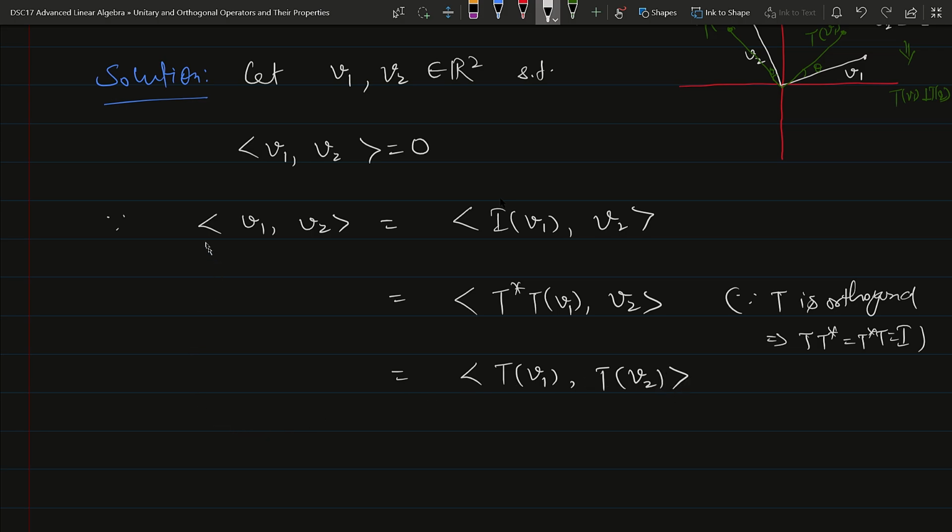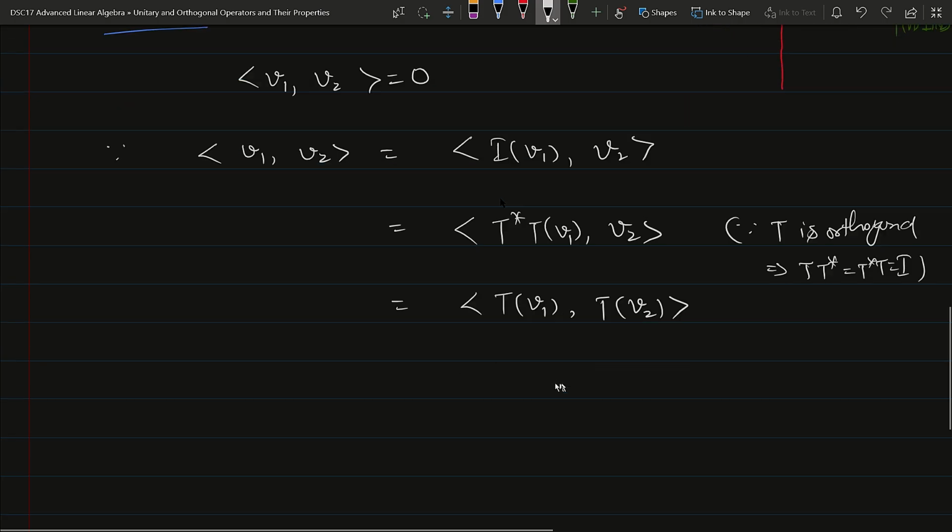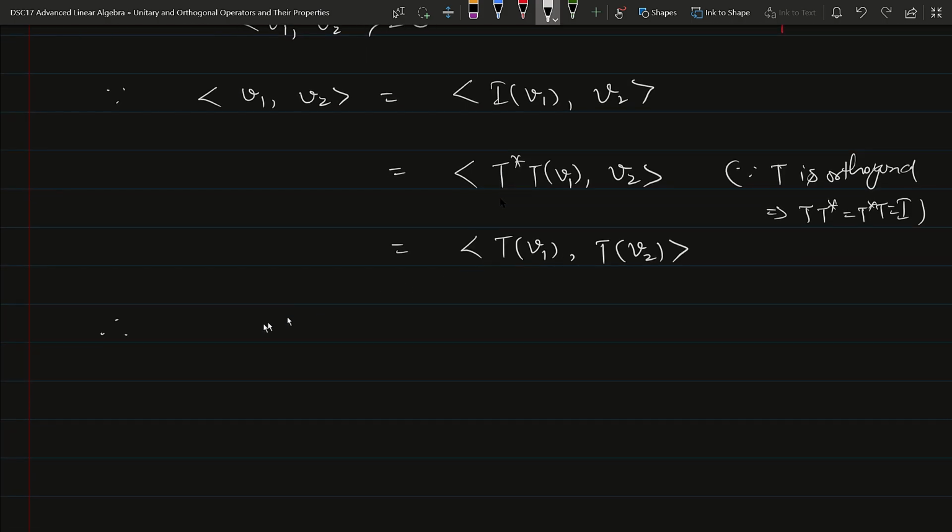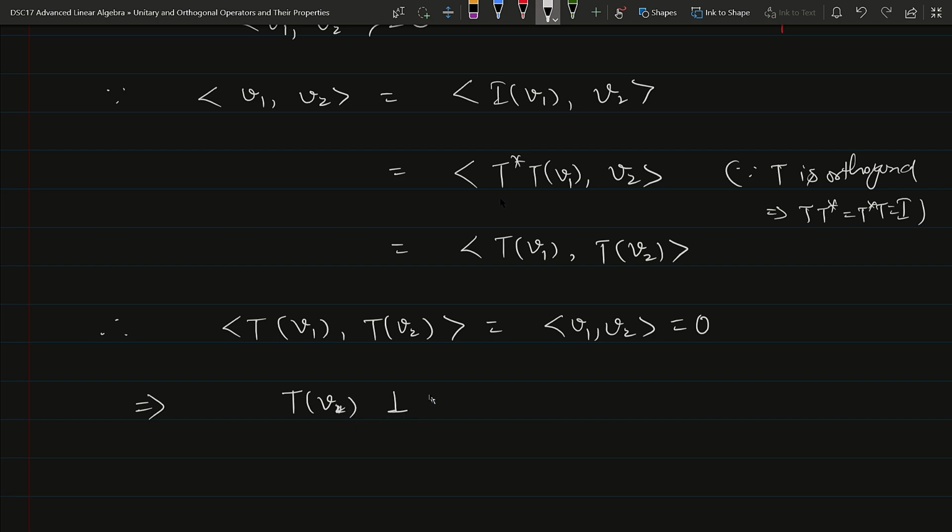Now if the inner product of v1 and v2 is the same as the inner product of their images, so you can write therefore the inner product of T of v1 comma T of v2 is equal to the inner product of v1 comma v2, and that inner product is 0. So this implies that T of v1 is perpendicular to T of v2. So this is what we mean by preservation of perpendicularity of two vectors.